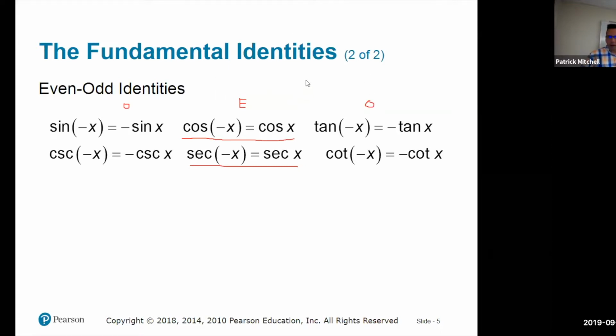Then you have your, okay, that's all you have. Those are all the identities that we're going to be using in this section.